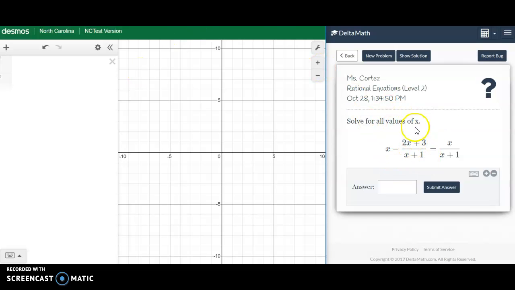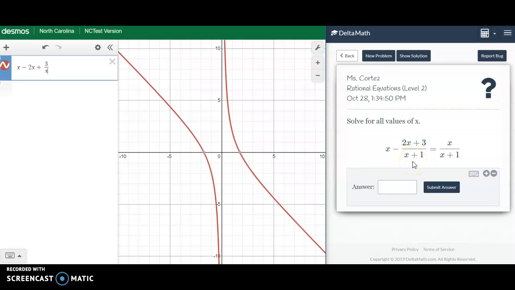Let's go ahead and solve this rational equation. If we recall, this equation is composed of two different functions: the first function being the left side and the second function being the right side. So I'm going to go ahead and type it into Desmos. Just click there, x minus. Now I want to put in this fraction, 2x plus 3, and I want to divide it by x plus 1.